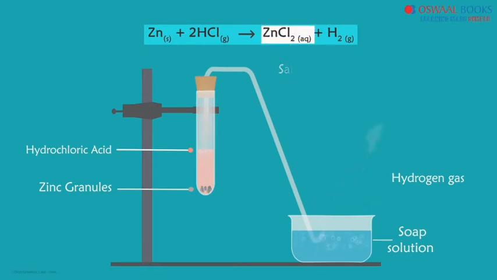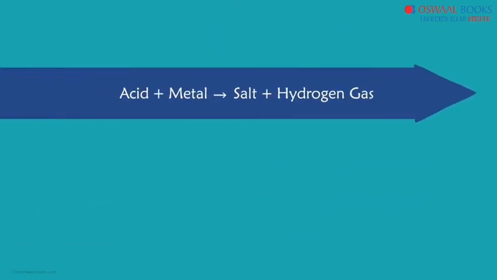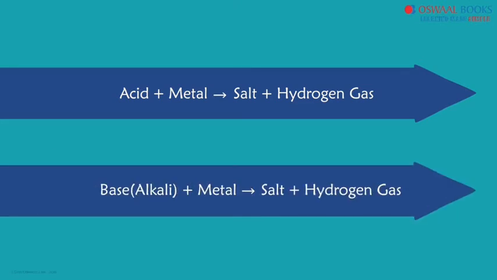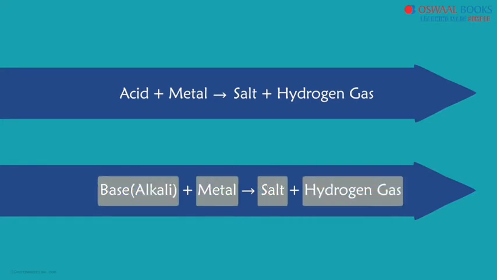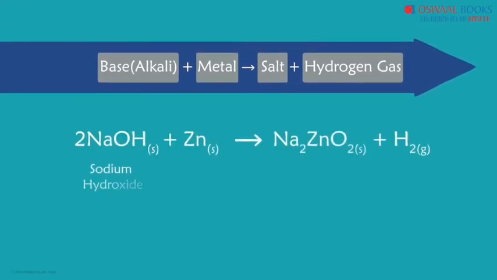So how can we summarize the reaction of an acid with a metal? Acid reacts with metal to give us salt and hydrogen gas. What about bases reacting with metals? Just like acids, when an alkali or a base reacts with metal, it produces salt and hydrogen gas. For instance, sodium hydroxide reacts with zinc metal to give us sodium zincate and hydrogen gas. So that's how acids and bases react with most metals.